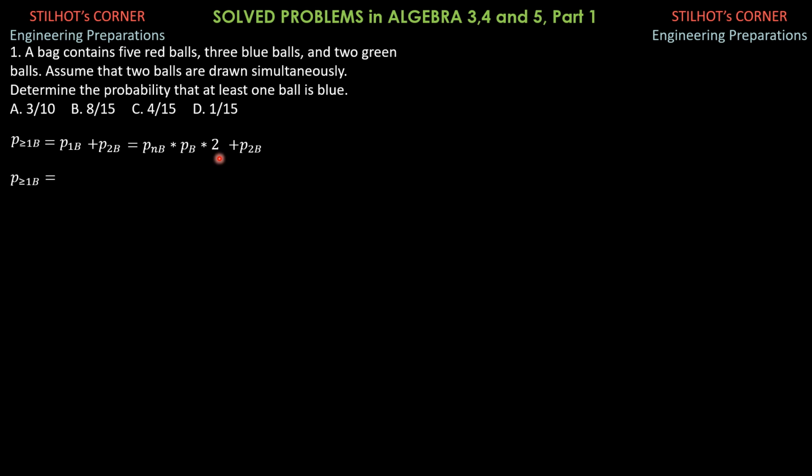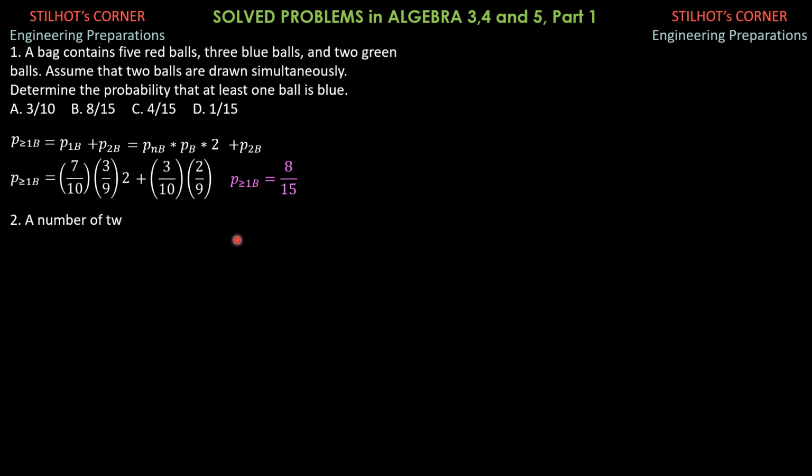So the probability that at least one ball is blue is equal to 7 over 10 times 3 over 9, then times 2. For the 2 blues, plus 3 over 10 times 2 over 9, 2 blue balls left out of 9. So computing the probability that at least one ball is blue from drawing in this bag with 2 balls, it is 8 over 15.